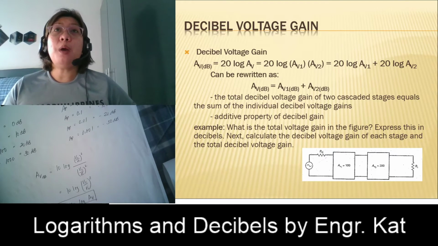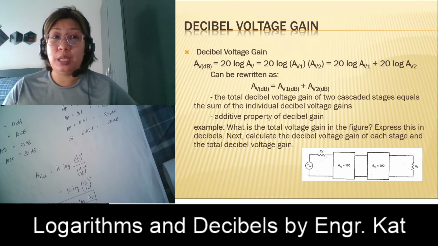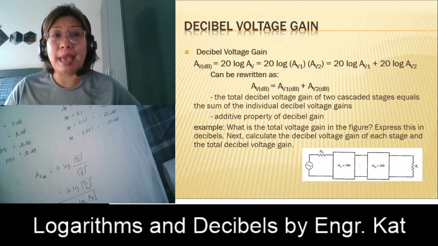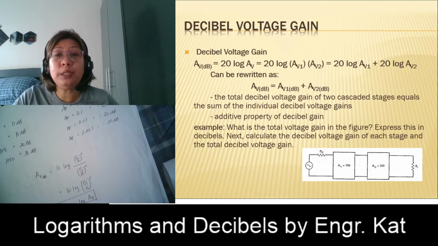So if you have your ordinary voltage gain, you multiply the gain of each stage. But if your stages are in terms of decibels, you simply add them. Okay, so we have here an example. What is the total voltage gain in the figure? Express this in terms of decibels. Next, calculate the decibel voltage gain of each stage and the total decibel voltage gain.